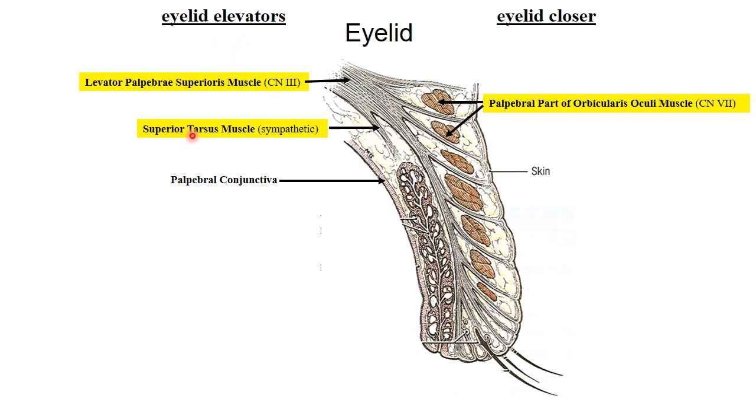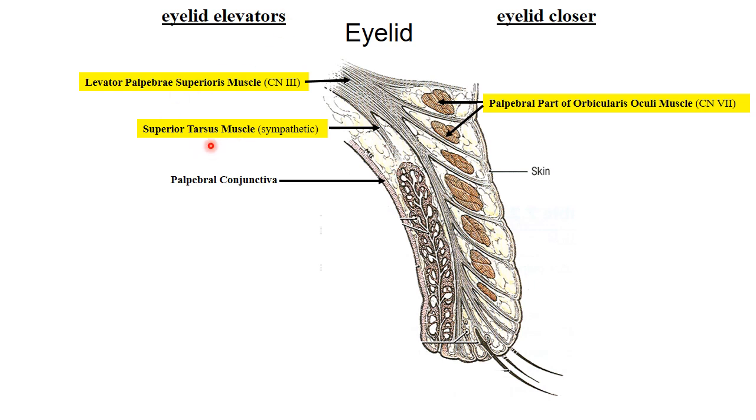And we already talked about the superior tarsus muscle. That thing is actually a smooth muscle within the eyelid that is under sympathetic control. So there's a little smooth muscle in there. When it contracts, it's going to pull the eyelid up this way. Okay, pulls this way, and that's going to open the eye, lift the eyelid.